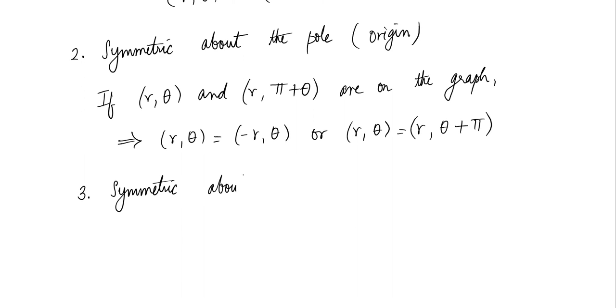Symmetric about the vertical line, theta equals pi over 2. Again, a quick parallel in the xy coordinate system would be your y-axis, right? That's your vertical line. Here also pi over 2 is your vertical line coinciding with the y-axis. So you got that. Think of this as a y-axis.